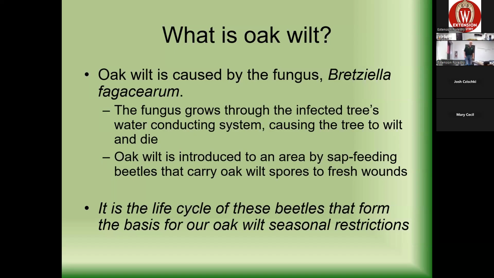Oak wilt is introduced to an area by sap-feeding beetles that carry the oak wilt spores to fresh wounds. So that's how it travels long distances spatially. But once it's in your stand, it can travel from tree to tree much more efficiently through the roots, as we'll see here in a second. So it's the life cycle of the beetle that really is the basis for our oak wilt seasonal restrictions.